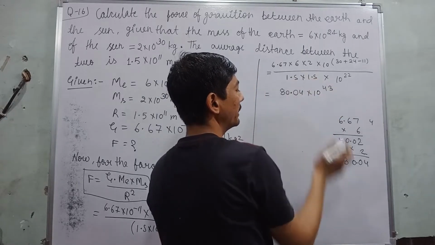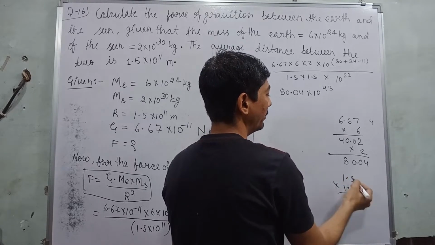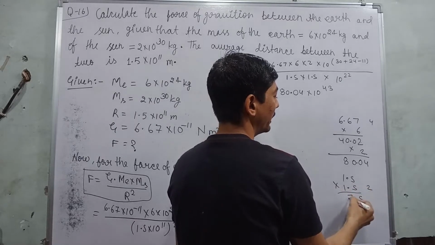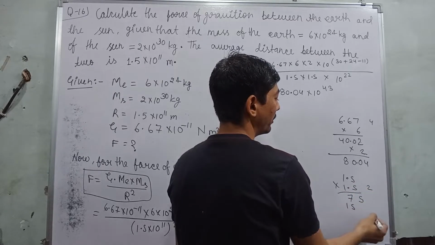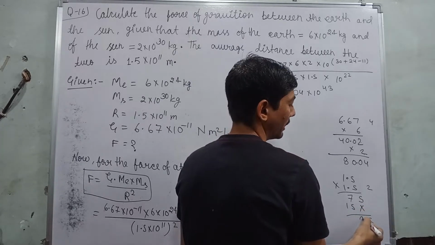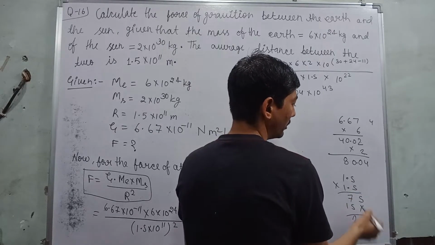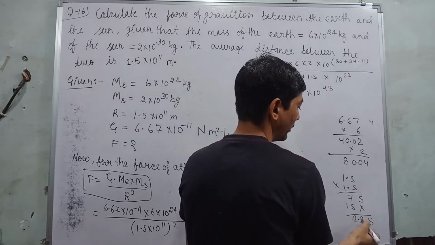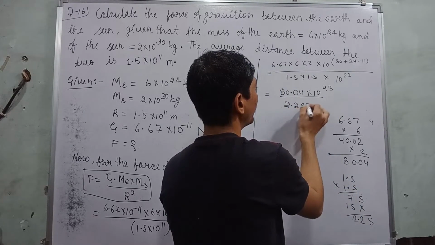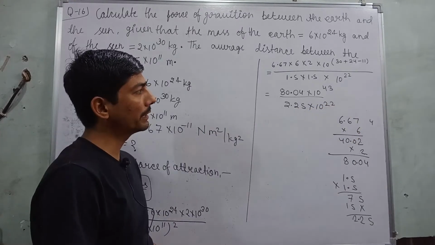Now I multiply this: 1.5 into 1.5. 5 5s are 25, 2 carry, 5 1 is 5, 2 is 7, 5 1 is 5, 5 2s are 10, 1 carry 2. So I apply here 2 decimals, and it becomes 2.25 into 10 to the power 22. Okay, so you write it.